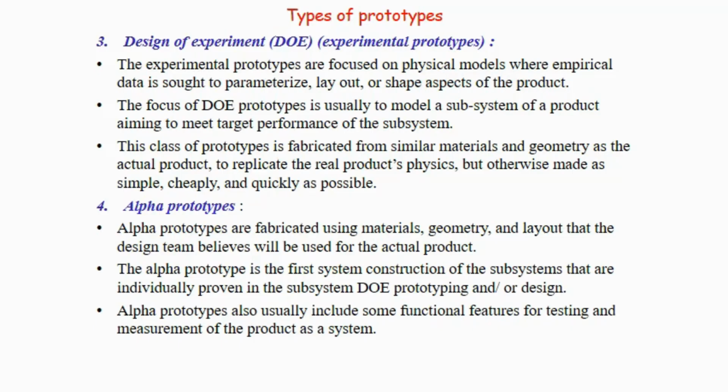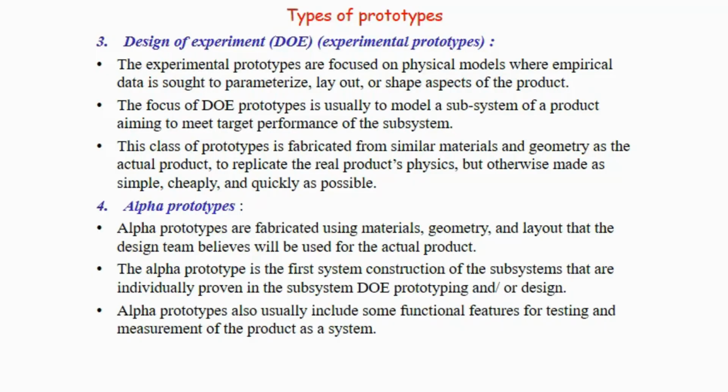Mostly this type of experimental prototype is made from similar material, and dimension-wise it will satisfy the actual product, how it should be, like it should fit into the actual size in which we want to make the final model. Next comes the alpha prototype.